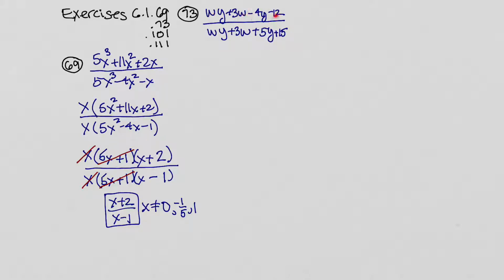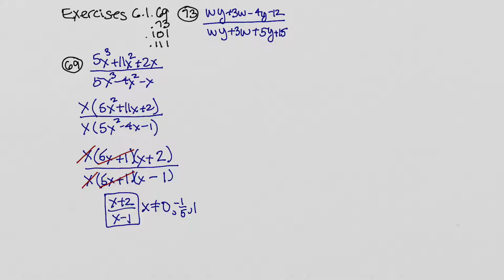In number 73, looks like we're going to use factoring by grouping, right? I've got 4 terms, and nothing is common all the way through. I've got a W here, no W's over there. I've got 5 and 5, but 5's not over here. So we've got 4 terms, nothing common all the way through. This alerts us to factoring by grouping.